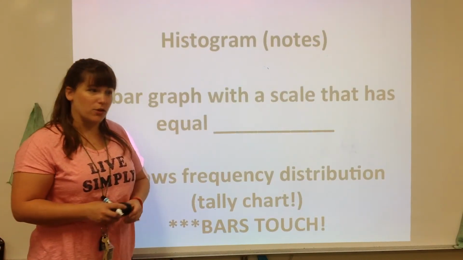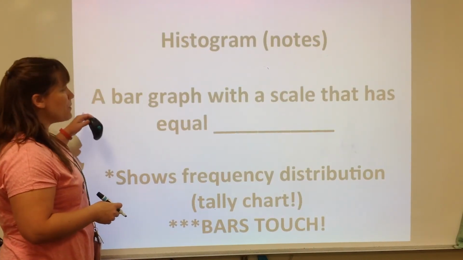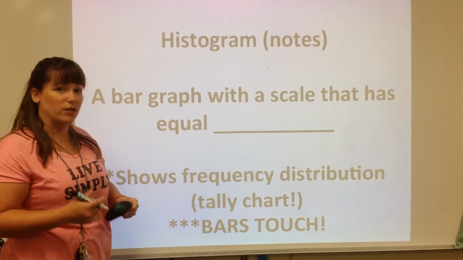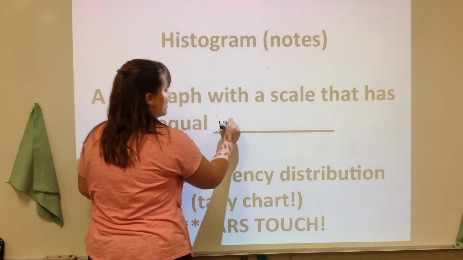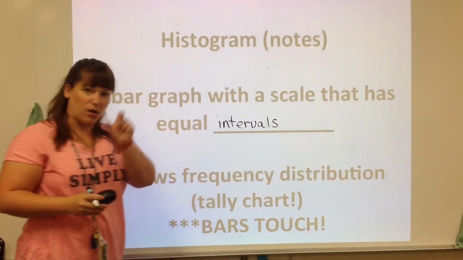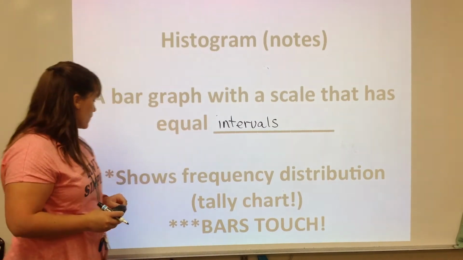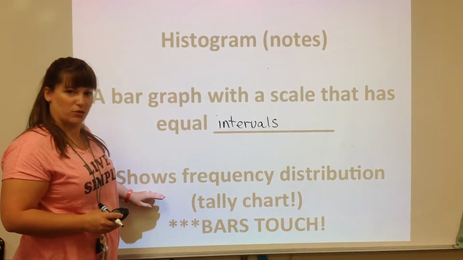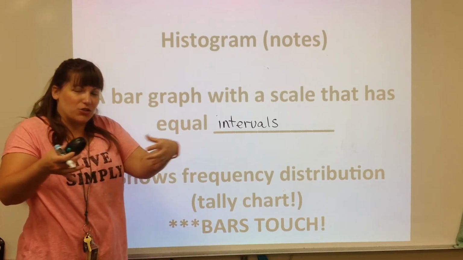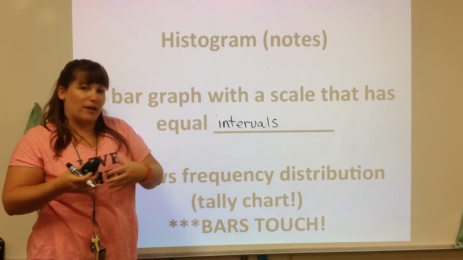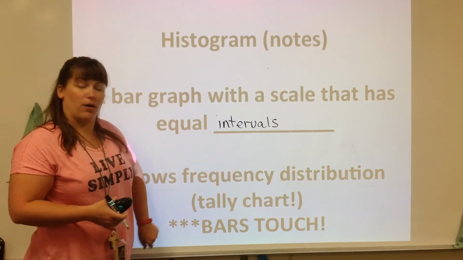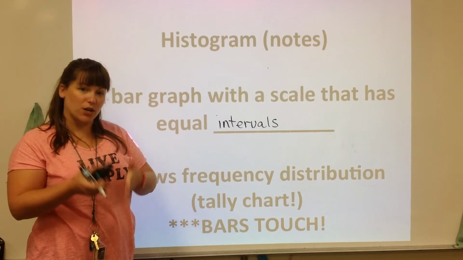So let's turn to your notes. A histogram is a certain type of bar graph with a scale that has equal intervals. That's that range that I was talking about. Those ranges are all equal intervals. It shows the frequency distribution. It shows that tally chart, and it shows how it is distributed over that whole range of intervals. And the important thing is that the bars do touch each other.